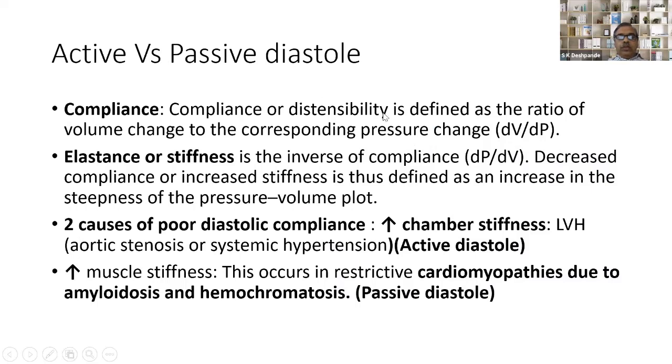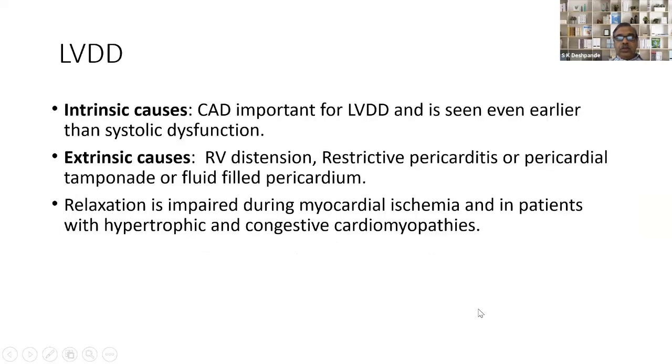As I told you, there are two types of diastolic dysfunction: active and passive. Active is due to muscle relaxation, and mostly it is seen in aortic stenosis and systemic hypertension when there is left ventricular hypertrophy. And second is because of stiffness, the chamber stiffness and the muscle stiffness. The muscle stiffness is because of an intrinsic problem in the muscle, that is cardiomyopathy due to amyloidosis and hemochromatosis, which is called passive diastole. So there is a viscoelastic element also affected. In that case, LVDD can occur.